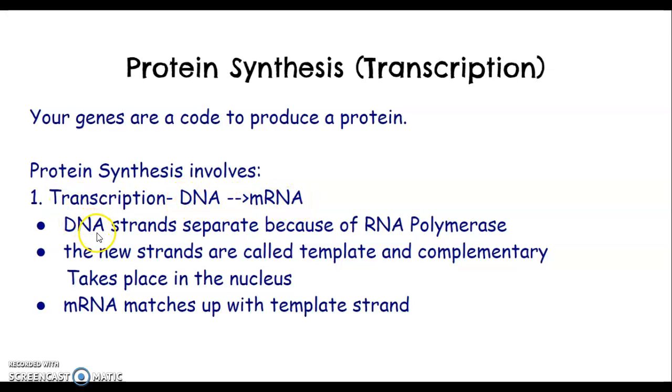So what has to happen first is the DNA strands have to separate because of an enzyme called RNA polymerase. Now this may sound familiar because we talked about DNA separating when DNA was going to make a copy of itself, but this is different. Now DNA is going to separate because an mRNA molecule needs to be created. So again, this is an enzyme, RNA polymerase. The new strands are now template and complementary strands, and this takes place in the nucleus. mRNA is going to match up with the template strand.